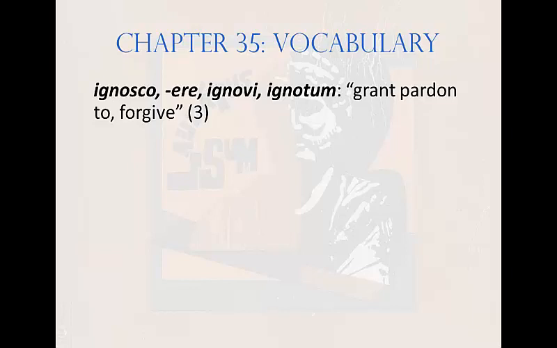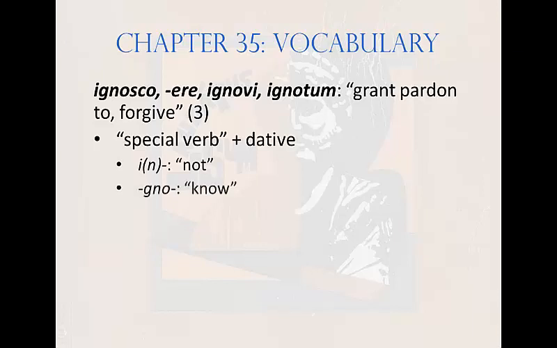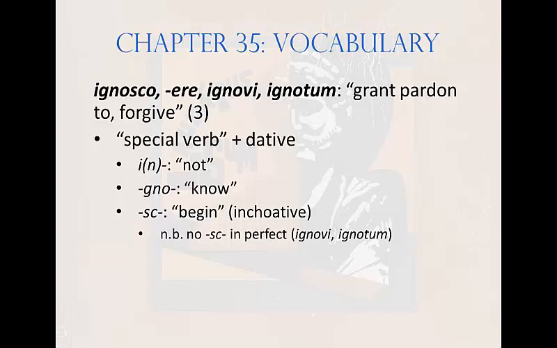And the last special verb, the last word to learn here, is ignosco, ignoscere, ignovi, ignotum, meaning grant pardon to or forgive. It's a third conjugation verb, and it expects a noun in the dative case. Its elements are interesting and worth noting. The prefix in, here just I, means not. The base gno means know, Grimm's law, G equals K. And sc is the inchoative affix, meaning begin. Note that, as is the rule, the inchoative affix is dropped in the perfect, ignovi and ignotum, where begin has no place.